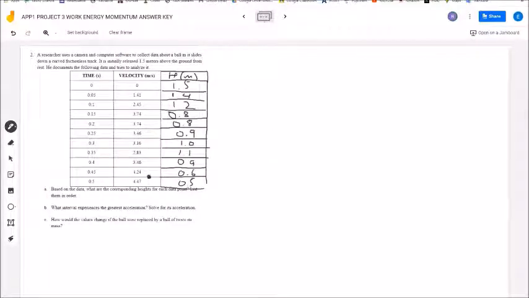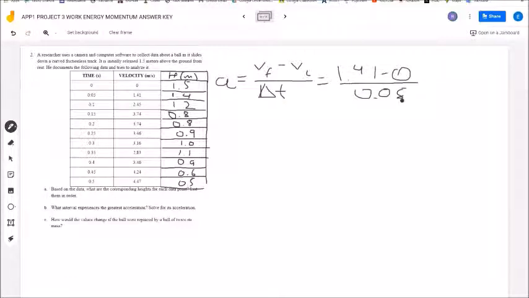Now, if we take a look at the table, you'll pretty quickly realize that the greatest change in velocity is between 0 and 0.05 seconds. So the acceleration during this time would be given by A equals Vf minus Vi over delta t, which would give us 1.41 minus 0 over 0.05, which is equal to 28 meters per second squared. And that's your answer to question B.